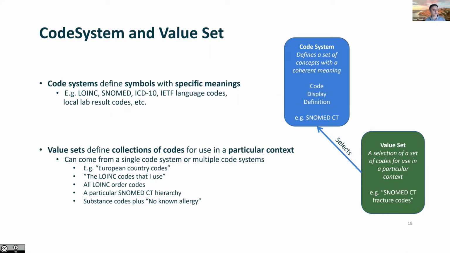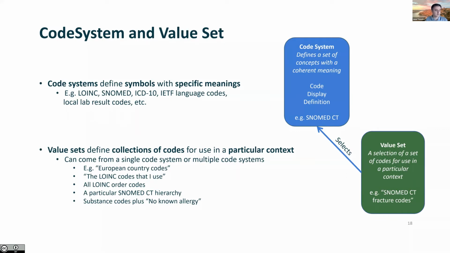For example, the list of countries. We have ISO 3166, if I'm not mistaken, as a code system. But within that, we might want to use just European country codes, because that's where we intend to use it. Or maybe we just want to use certain regions in Europe. For example, for GDPR, there's the European Economic Area, which includes a different subset of countries. That's a different value set based on the same code system.